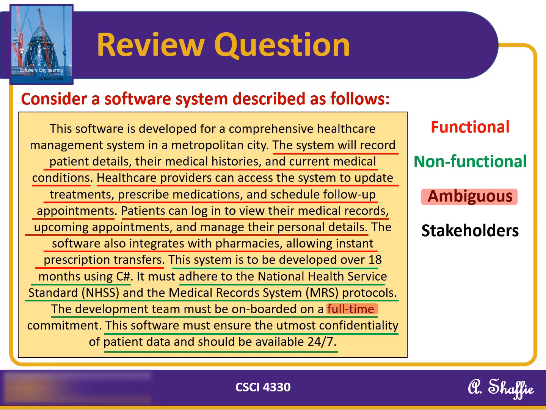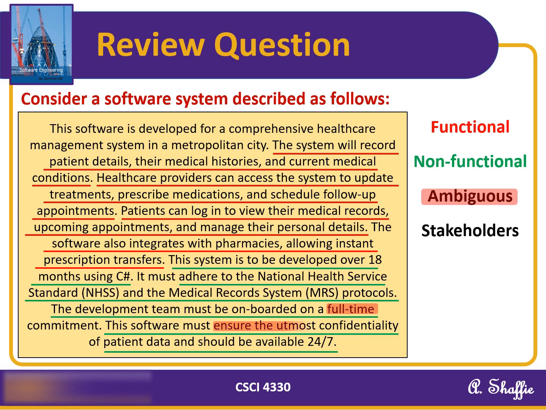Full-time commitment for the development team. The term full-time can mean different things. It can mean 40 hours per week, 30 hours per week, 24/7 availability for emergencies, or complete focus on this project alone. To make it clear, we could specify more details. Let's say the development team must allocate at least 40 hours per week to this project and be available for immediate issue resolution within work hours. I add a meaning for the term full-time that is measurable.